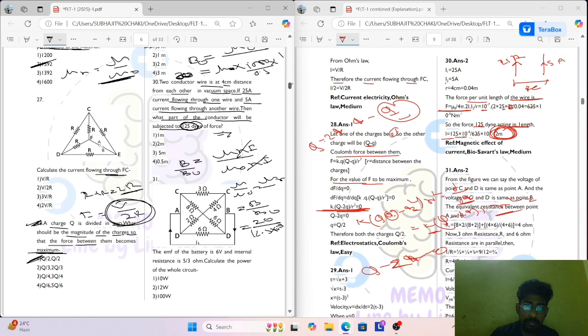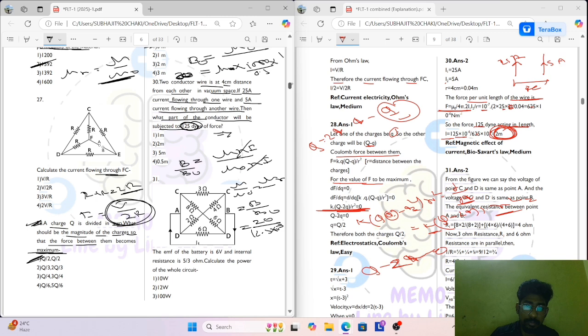A convex lens of power 5 diopter is placed over a plane mirror. A pin is placed 30 centimeter over the lens. Determine the position of the image. Okay, power is 5 diopter, that means focal length will be equal to 100 by 5, which means 20 centimeter. P equals 1 by f, you know, with f in meters, so f equals 100 by P, that means f equals 100 by 5, which is 20 centimeter.